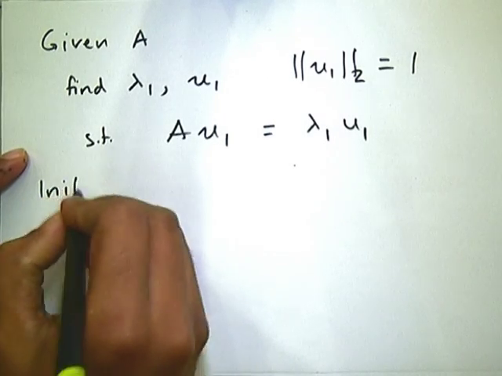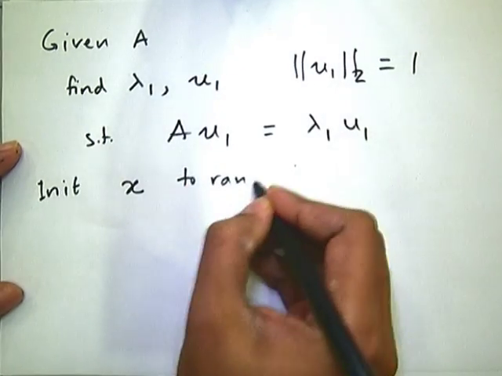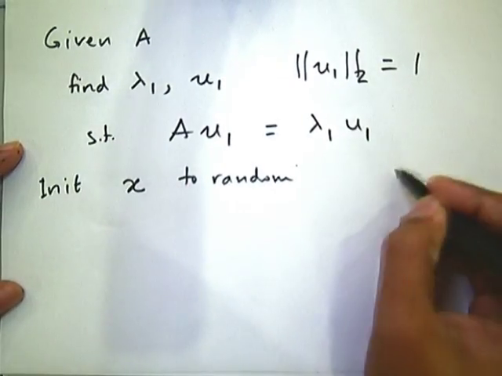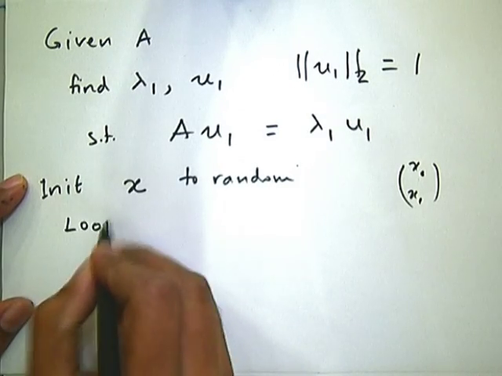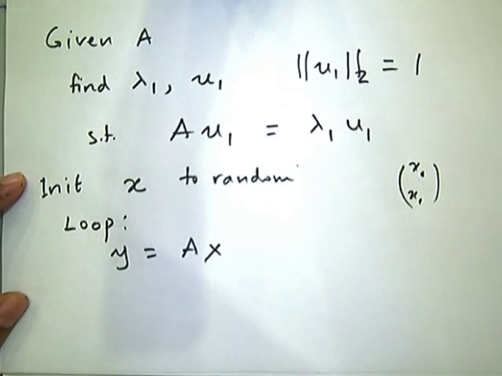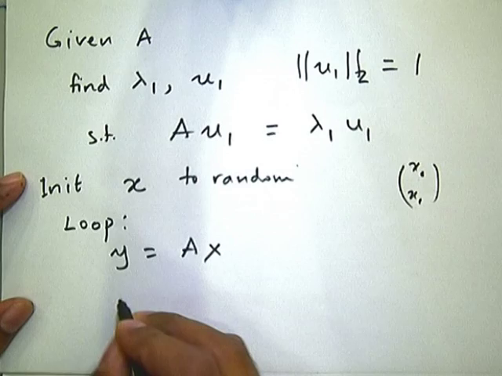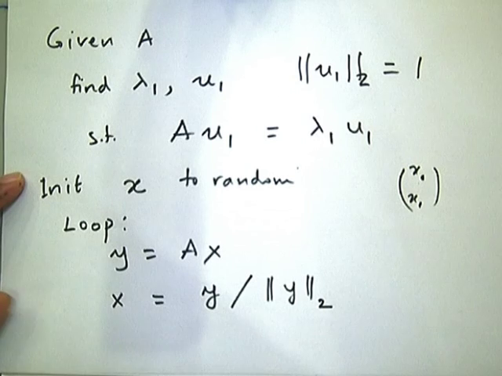So how do I hunt for the dominant eigenvalue and vector of a matrix? Suppose I initialize some arbitrary x to random values, 2D, so x0, x1, initialized to something arbitrary, and then I keep doing the following in a loop. I say y equals Ax, and x equals y divided by the norm of y.